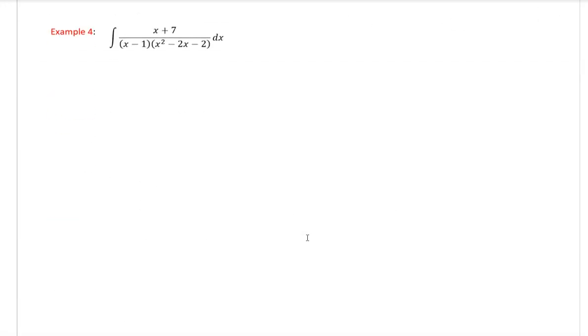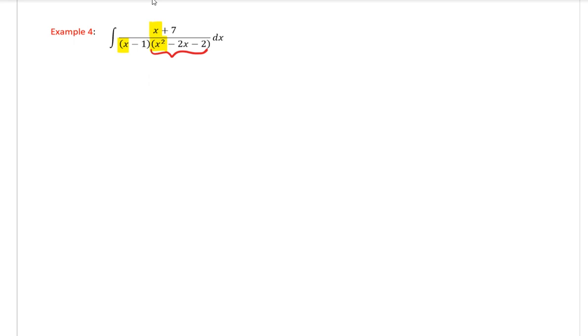Okay. One more, and this is going to introduce another concept with this. If we look at, again, focus on the degrees first. The degree on top is x, the degree on the bottom is x times x squared, so that's x cubed. That means the degree on top is less, so we're all good. We don't need to do long division. But if we see this x squared minus 2x minus 2, that's actually not reducible. I can't simplify that and factor that out any further. That's actually as factored as it can get.